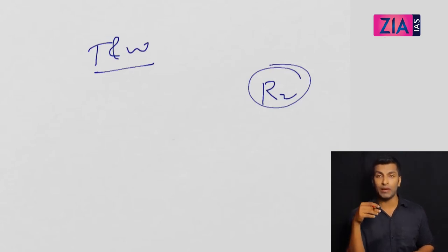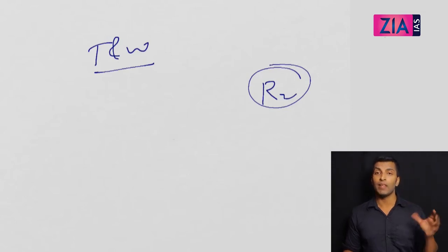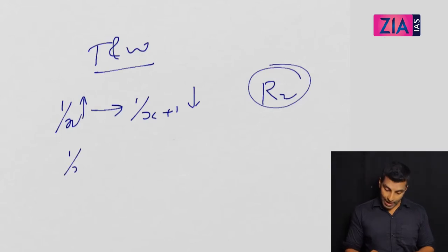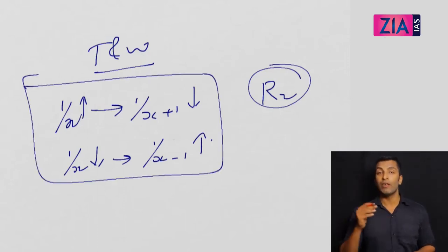But when it comes to time and work, in the previous session I told you, when we discussed the concept of man days, rather than using the product constancy rule, if you want, you can use the concept of man days. Otherwise, the easy method is always the product constancy rule, because it can be applied across topics. We have seen that a 1 by x increase on one aspect will lead to a 1 by x plus 1 decrease on the other, and a 1 by x decrease in one aspect will lead to a 1 by x minus 1 increase on the other. That's the product constancy rule. We will come to that. So let me start with a specific question.